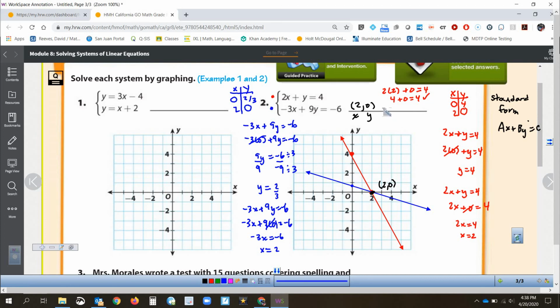Now let's try the blue equation. Again, negative 3 times x. So negative 3 times our x value is 2. Plus 9 times 0 is 0, so this goes away. Well, what's negative 3 times positive 2? It's negative 6 equals negative 6. It works. So we proved at this point 2, 0 makes both the first equation and the second equation true, which proves that it is the solution and our graph was correct.